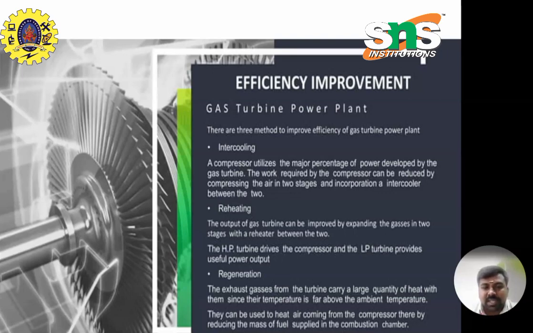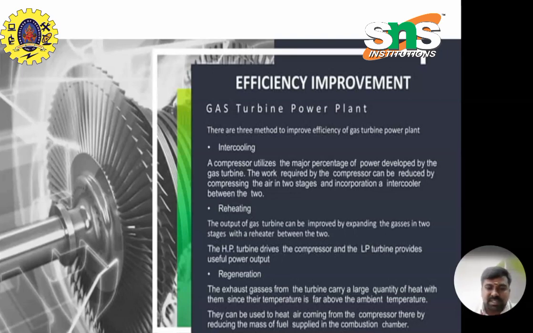Intercooling method. The compressor utilizes a major percentage of the power developed by the gas turbine. The work required by the compressor can be reduced by compressing the air in two stages and incorporating an intercooler between the two. The second method is reheating. The output of the gas turbine can be improved by expanding the gases in two stages with a reheater between the two. The high pressure turbine drives the compressor and the low pressure turbine provides the useful power output. This is an important method for improving the efficiency of gas turbine power plants.